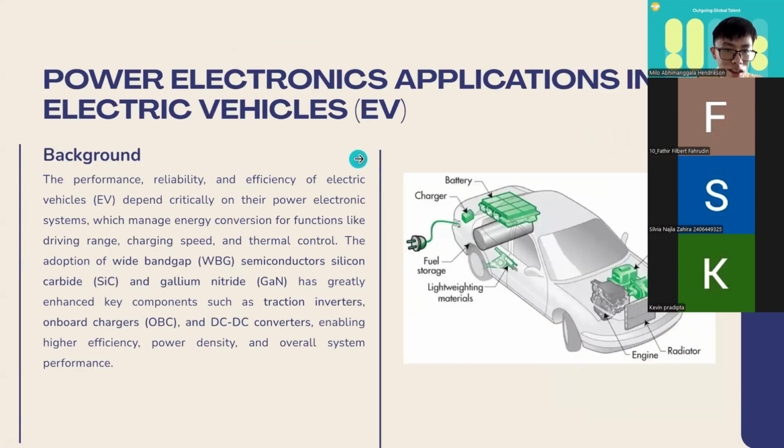Now we consider the power electronics applications in electric vehicles. The background is that the performance, reliability, and efficiency of an EV depend on the power electronic systems. And these power electronic systems depend on the wide bandgap semiconductors, which are silicon carbide and gallium nitride. And both of these wide bandgap semiconductors really affect the function of traction inverters, onboard chargers, and DC-DC converters.